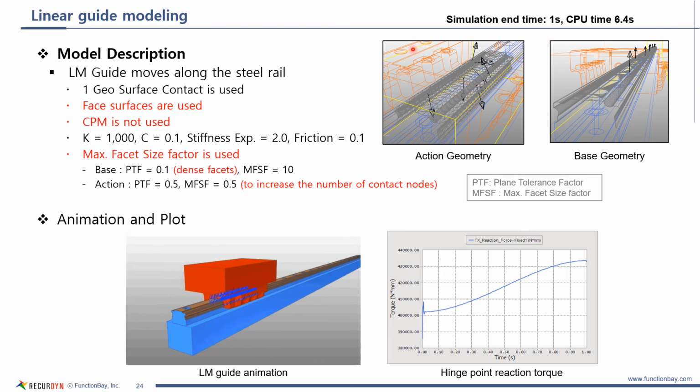With the default facet settings, the facets of the rail have long shape. So, max facet size factor is used. Please check the plane tolerance factor and the maximum facet size factor for this model.